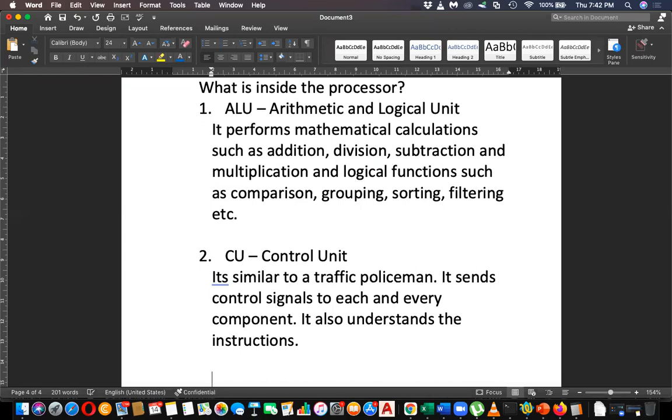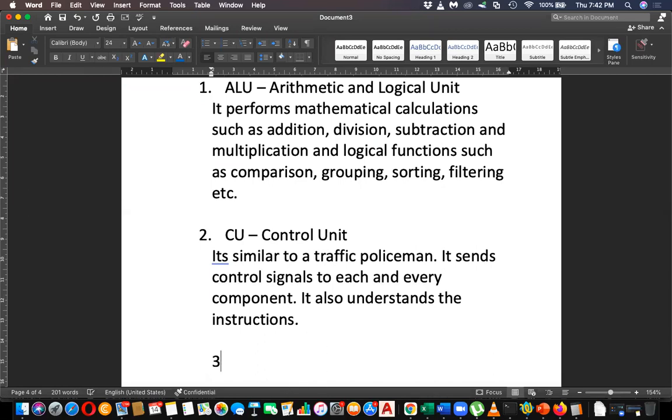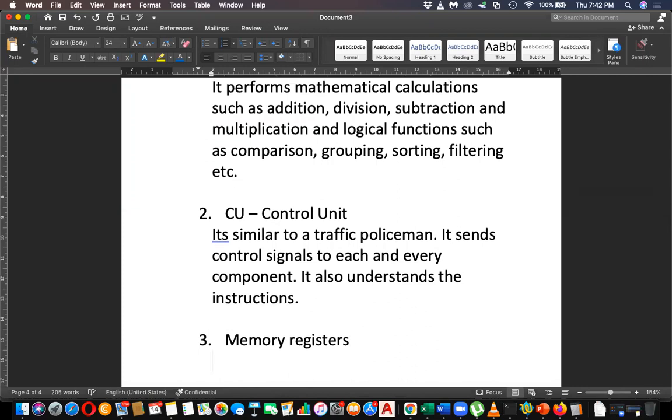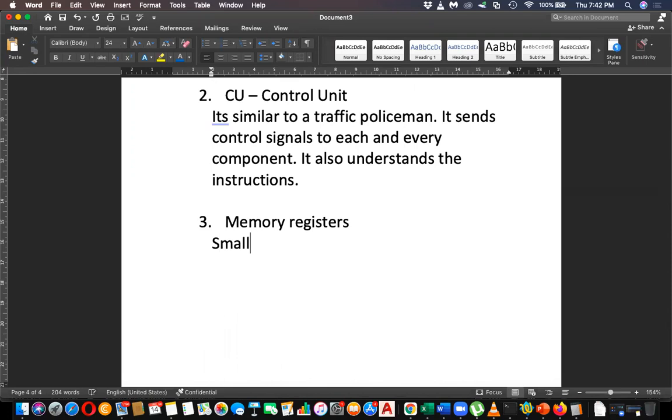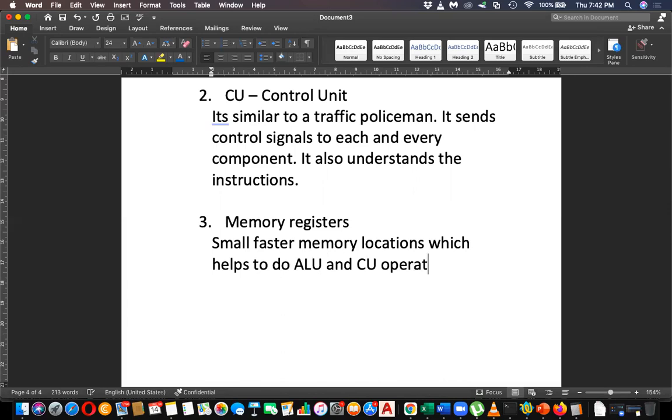The third component is called memory registers. Memory registers: small, faster memory locations which help to do ALU and CU operations. It is small and faster memory locations. That is the place where you do the processing. You apply the processing to those memory cells.